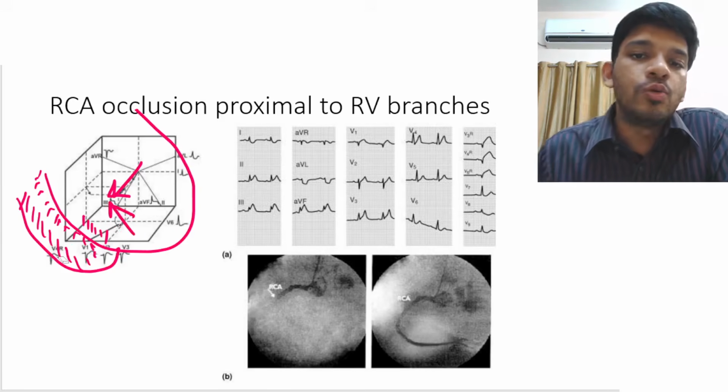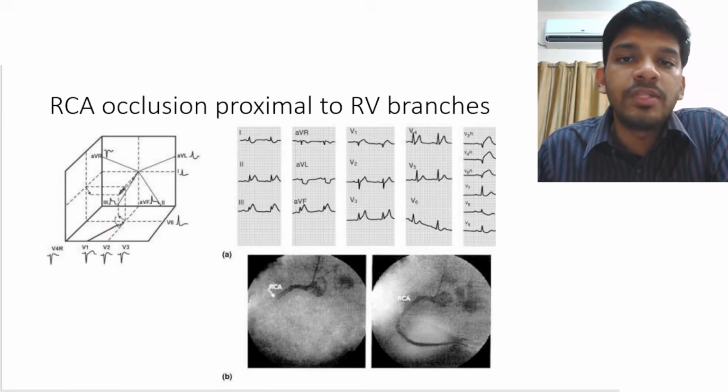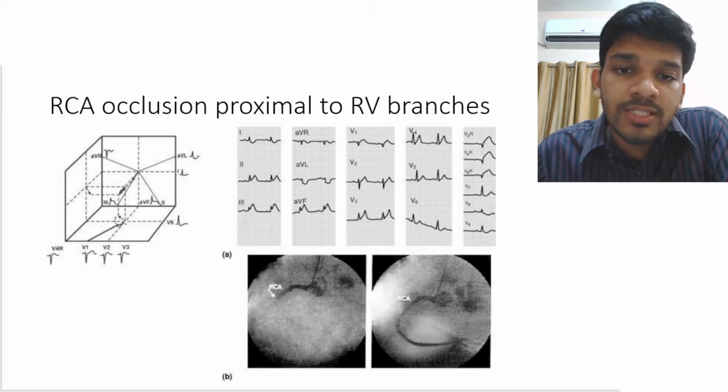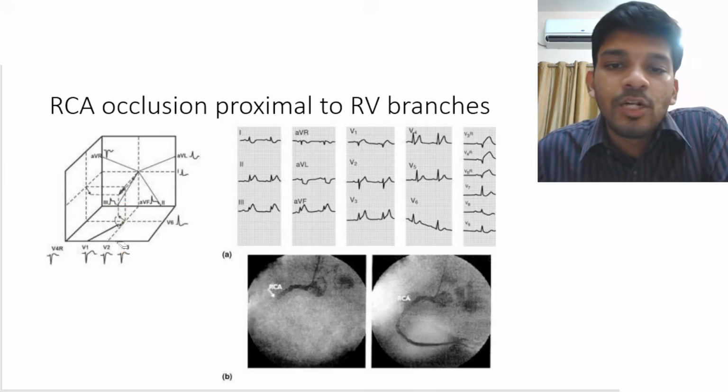So far, all of our occlusions had anteroseptal zone occlusions, right? Anterolateral or anteroseptal. So everything was anterior. Now, this is the first time that in the horizontal plane, we are going backwards. We are going posteriorly. Second, we are going rightwards. Third, we are going downwards. So downwards, posteriorly, and to the right. As a result, there are very interesting ECG findings that you get in a proximal RCA occlusion.